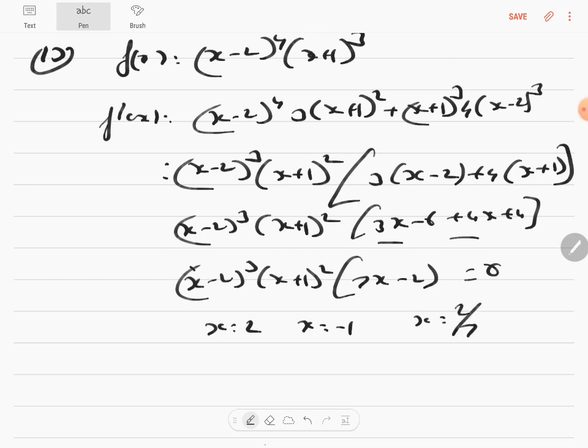x is equal to 2, x is equal to minus 1, x is equal to 2 by 7. This is maxima, minima. You have to substitute them in the question. So then f of 2, f of minus 1 and f of 2 by 7, substitute in the question, get your maximum and minimum values. Very easy. Correct? But next is point of inflection. They are asking for local maximum point. Local maxima and minima means just maxima and minima only. Point means x value.